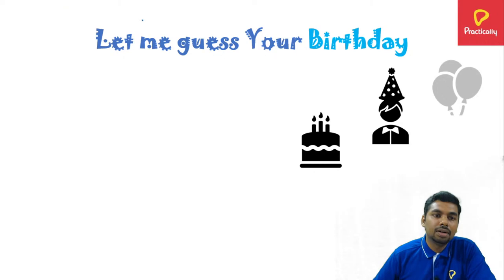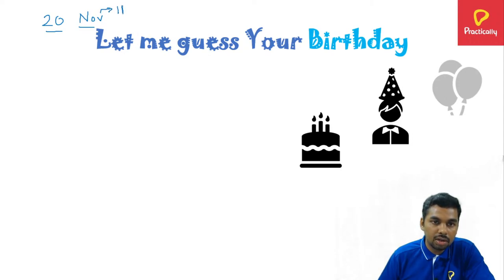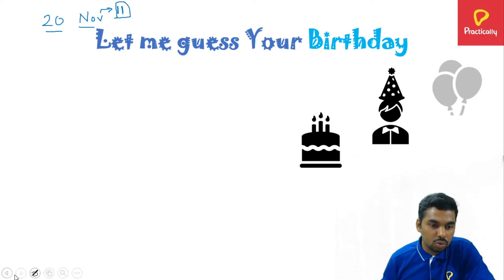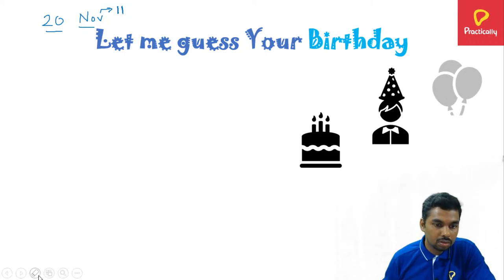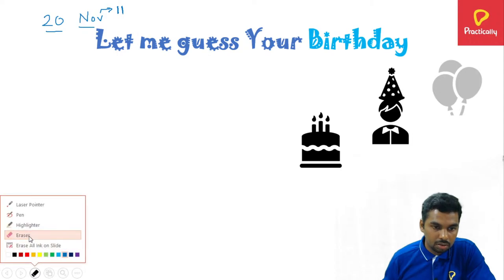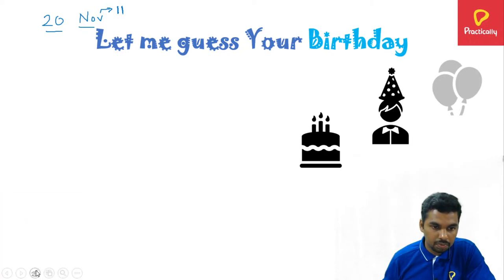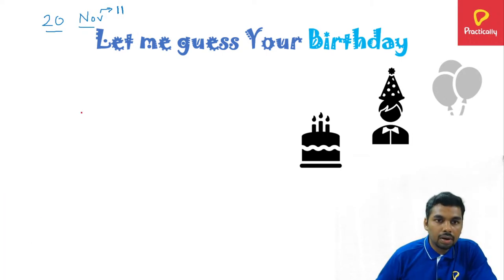So for example, what is today's date? 20. So 20 November is somebody's birthday. You just have to remember 20 and November. Instead of November, we will be converting it into the month number, which is 11. So these are the two things that you have to keep in mind. All right, so all of you are ready for the game.